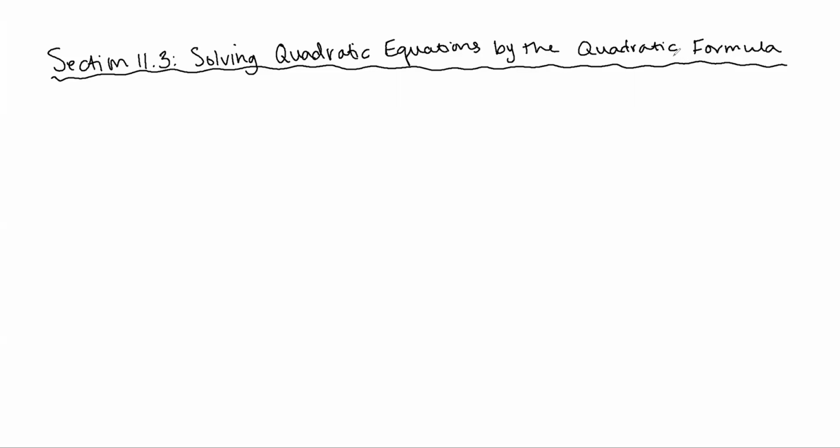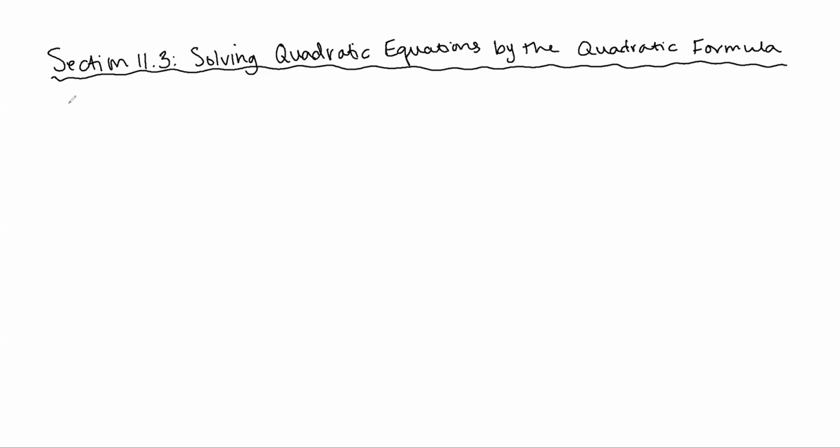Okay, so section 11.3, we're still going to be solving quadratic equations, but this time we're going to do it using the quadratic formula. This is something that will always work as long as you have your equation in the correct form. So this is kind of the fallback option when you cannot factor, you can't use the square root property, and you probably just don't want to use completing the square because that one's just kind of a more difficult method for solving.